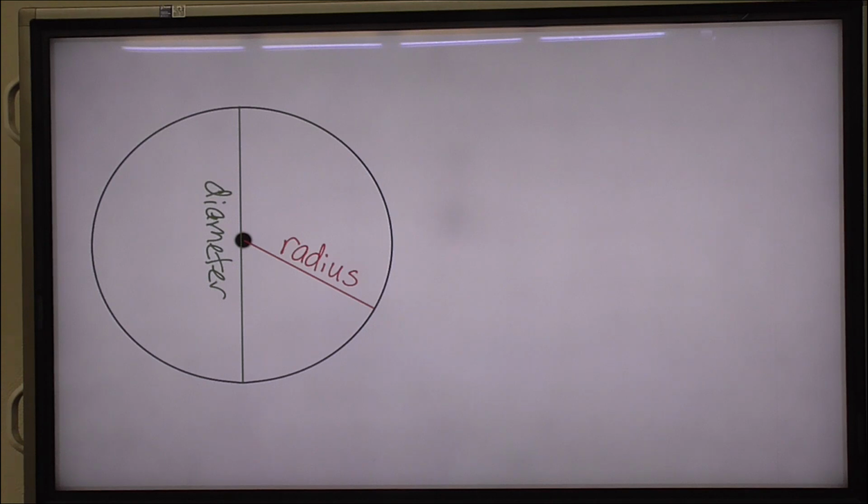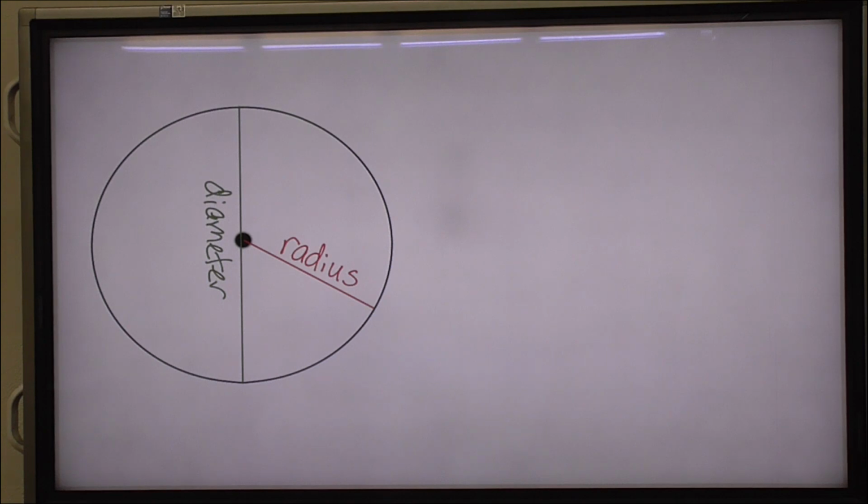Alright, so we have our radius and we have our diameter. Does the diameter and the radius have any type of relationship going on? Anything else that you can look at them and say, I know if you give me the radius, I can find the diameter, and if you give me the diameter, I can find the radius?